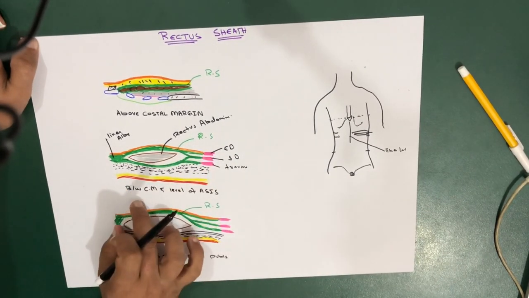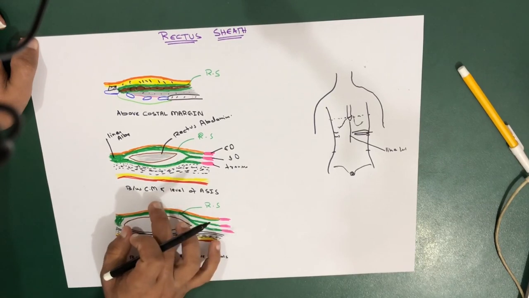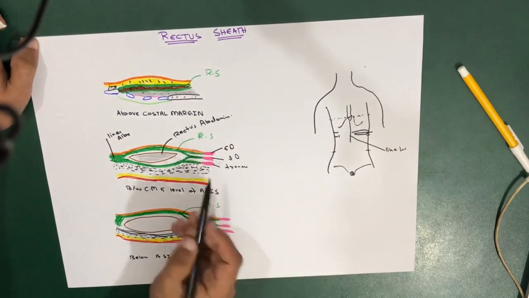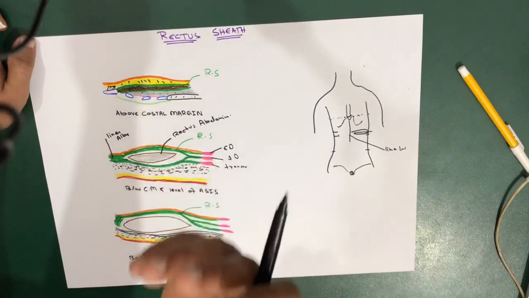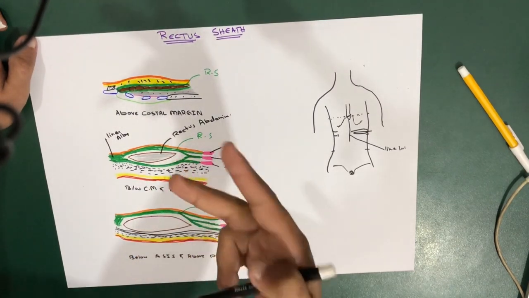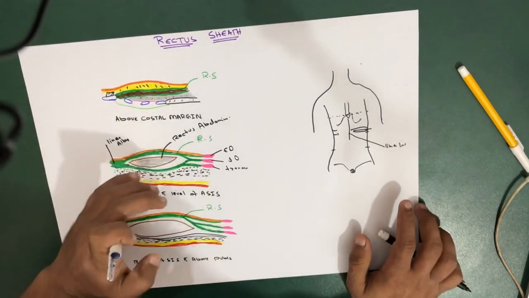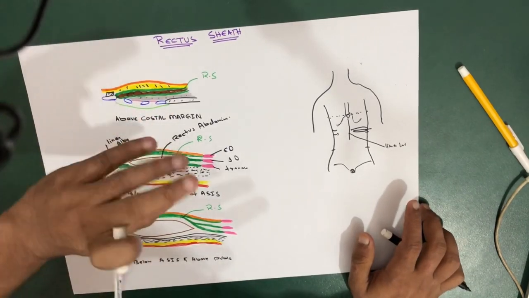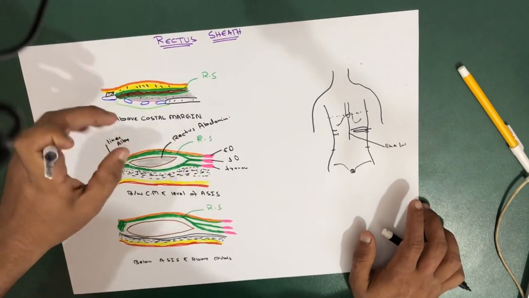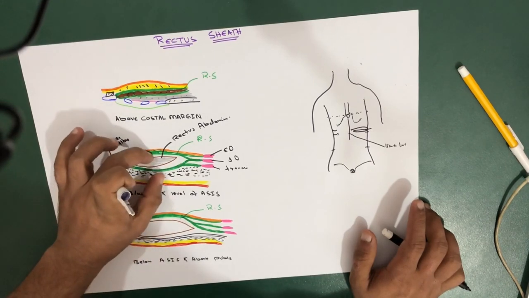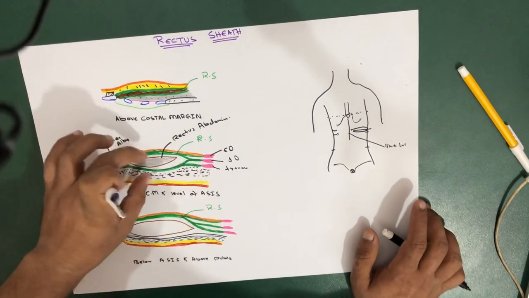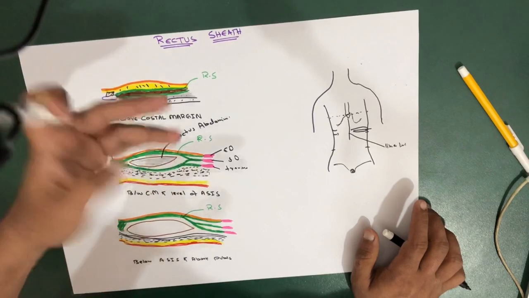In the section between the costal margin and the level of ASIS, the rectus sheath is divided into two regions, the anterior side and the posterior side. We see the rectus sheath in two divisions because of the rectus abdominis muscle.